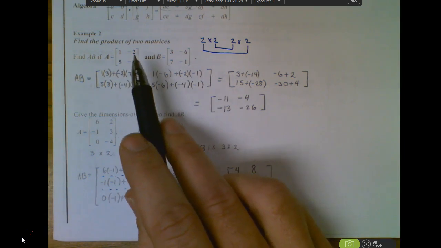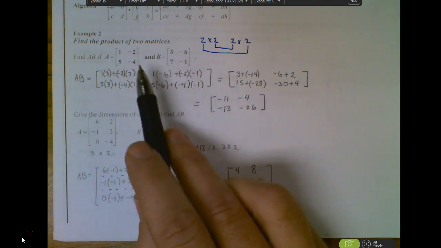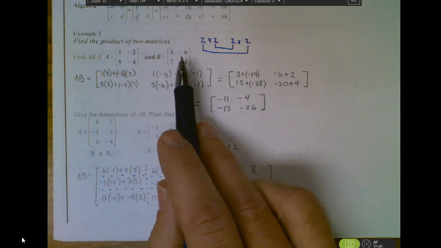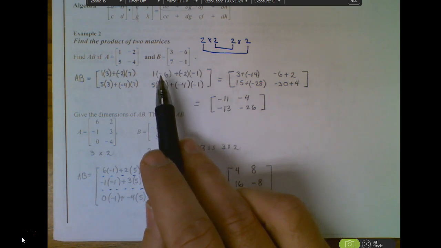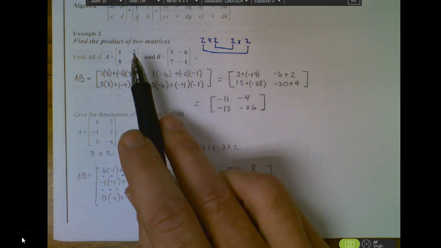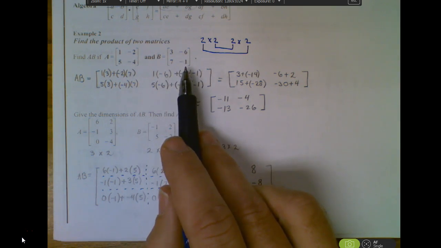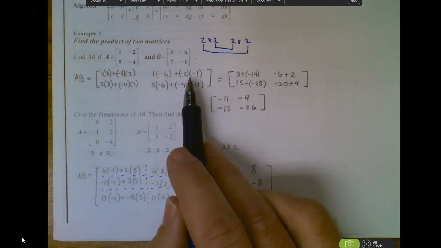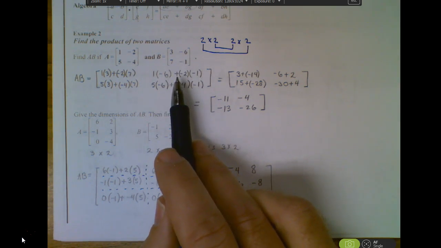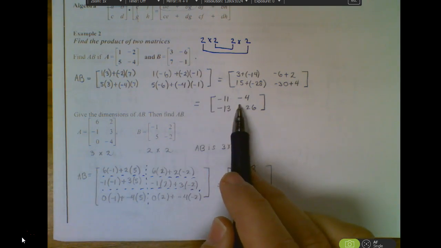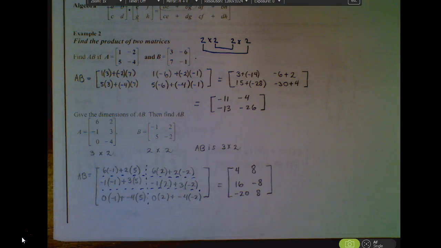So if I were to do the top times the right, so I'm doing my 1 times negative 6, that's what you're seeing right here. I'm going to do negative 2 times negative 1, that's what you're seeing right here. And I'm going to add those results together. And when I simplify all that, that's going to go in the top right position of my answer matrix.